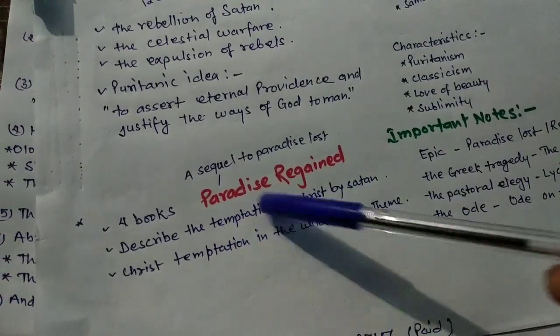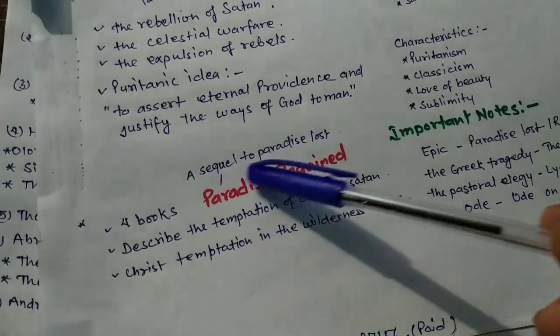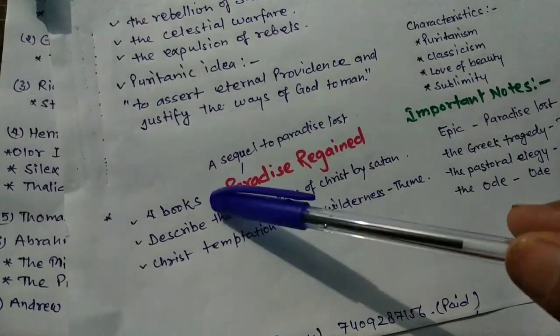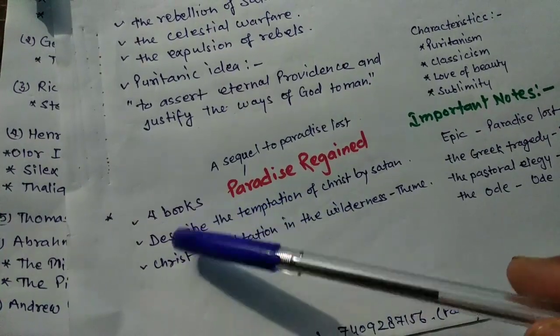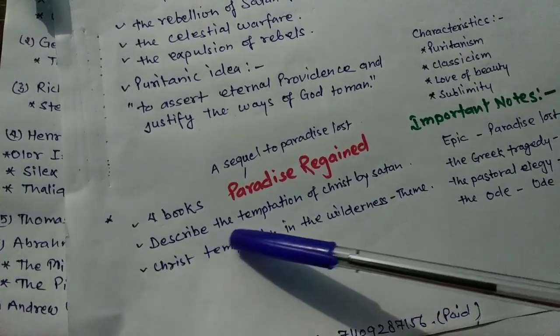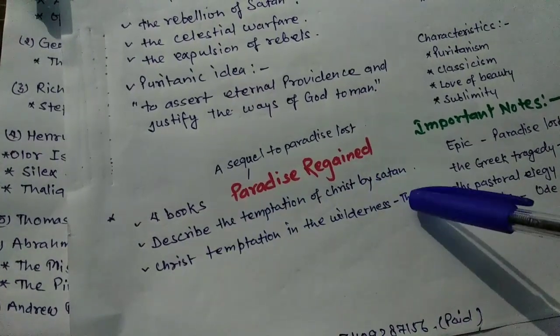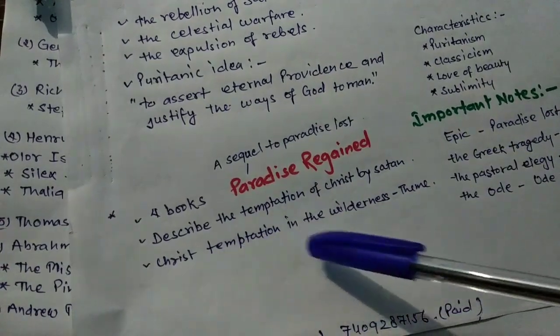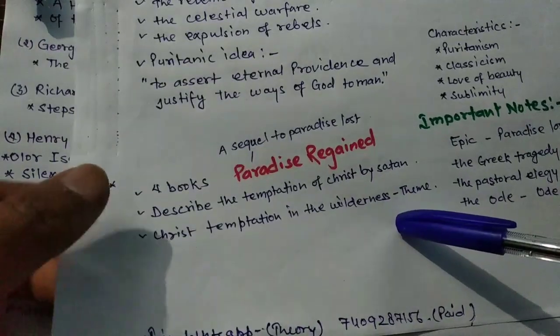The second work is Paradise Regained. This work is a sequel of Paradise Lost. It is composed in four books. This work describes the temptation of Christ by Satan in the wilderness. This is the theme of the work.